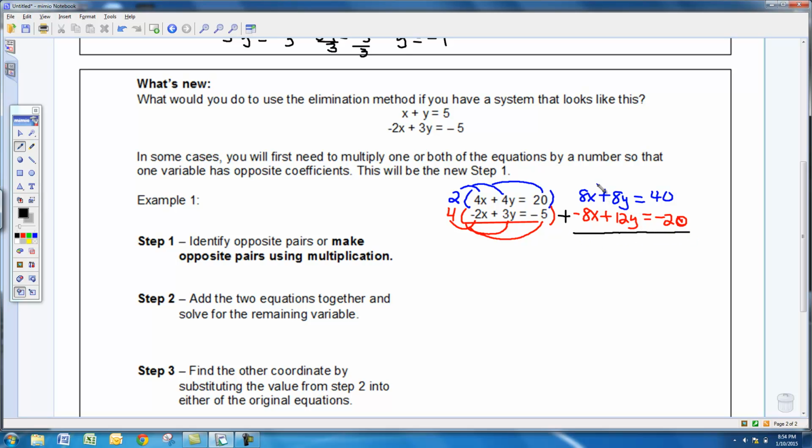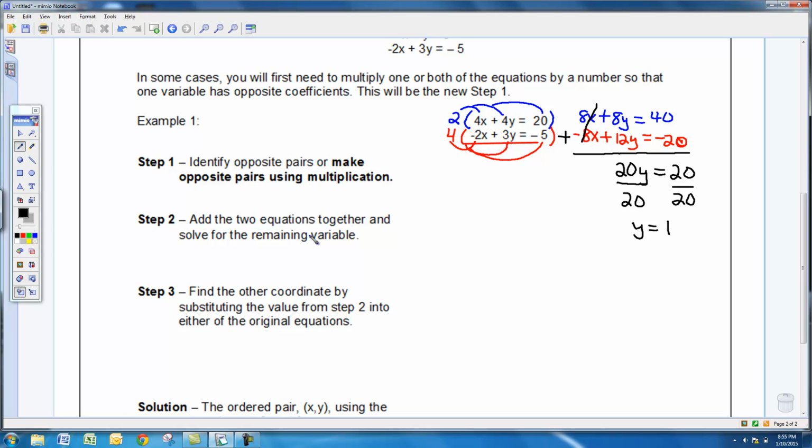When we do, the x's will cancel out. 8y plus 12y is 20y. And 40 plus negative 20 is positive 20. Now we can divide both sides by 20. And we find that y equals 1.